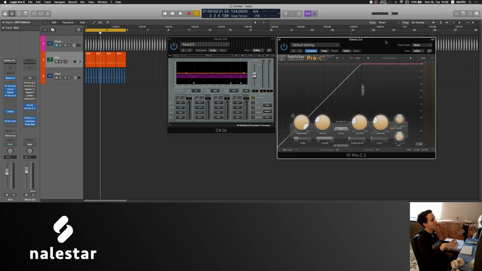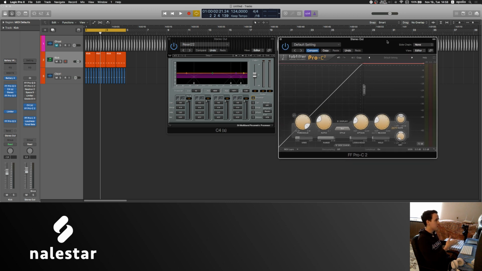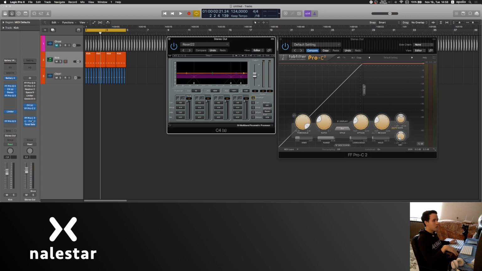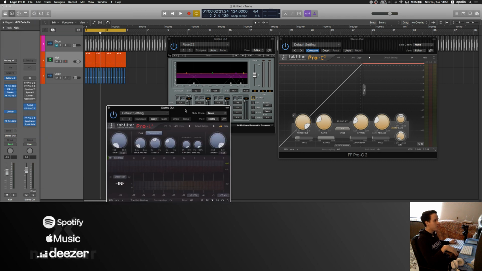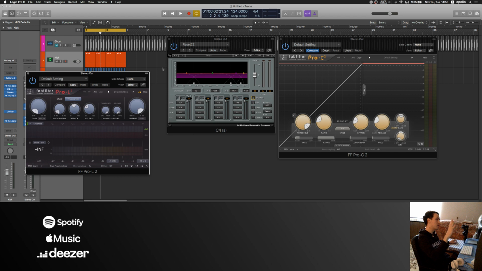So copying these channels, copying these effects with the settings, could give anybody a good starting point to just start producing right away. And last but not least, I have the limiter. First of all, these plugins could be considered my mixing chain, for example, and this is my mastering chain, essentially.